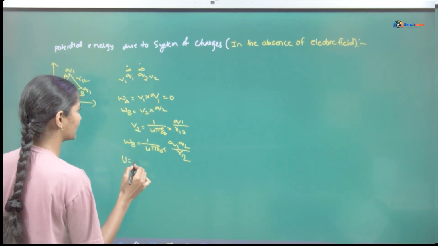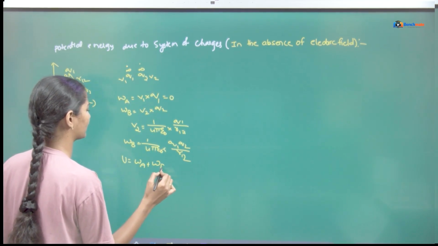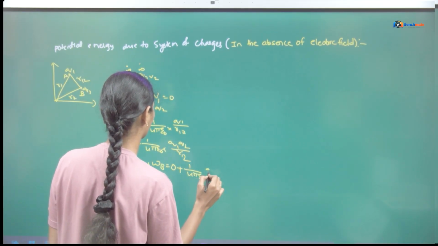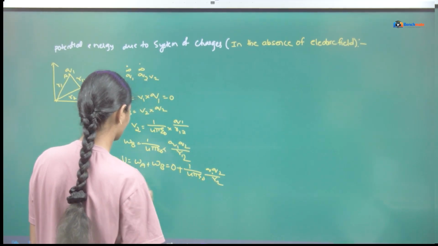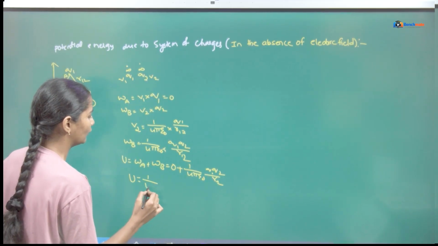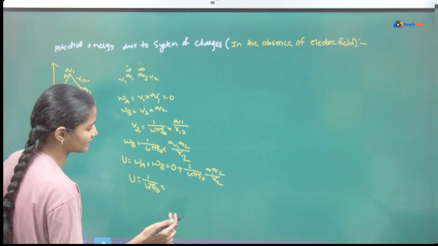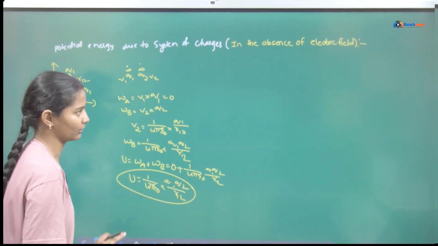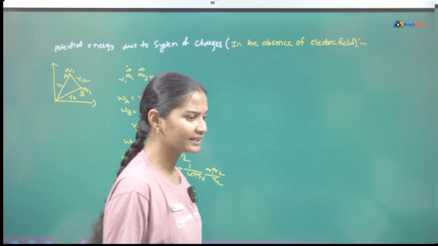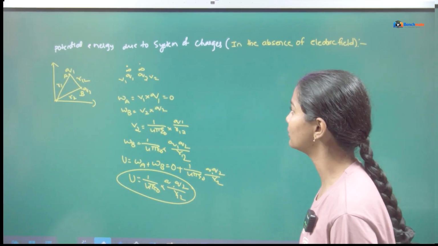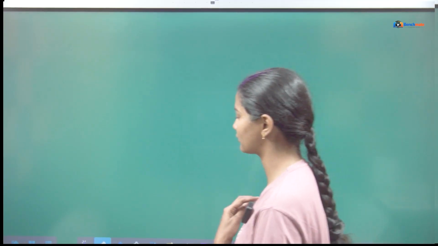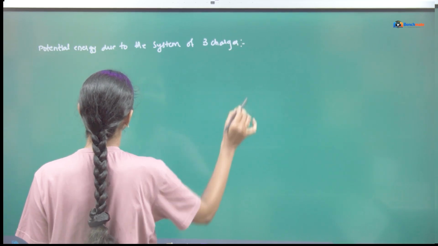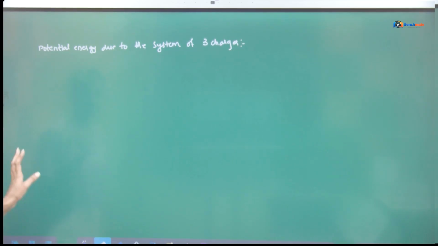Now total energy equals work done against the A charge plus work done against the B charge. The A charge is 0, the B charge is 1 by 4 pi epsilon naught Q1 Q2 by R12. So the energy stored for doing work for two charges from infinity is 1 by 4 pi epsilon naught Q1 Q2 by R12. This we solved already. Next, let us see potential energy due to a system of three charges. This we have to solve. Potential energy, system of three charges, in the absence of electric field only.